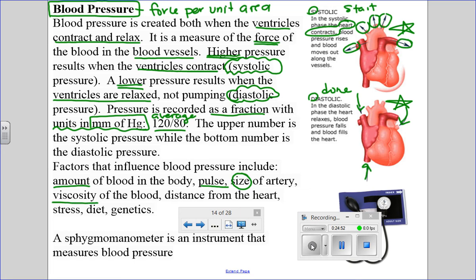Things like the viscosity of your blood, so how thick or thin your blood is, and that has to do with a lot of other factors, like how much water you have in your body, and how well some of your other organs work at filtering your blood.